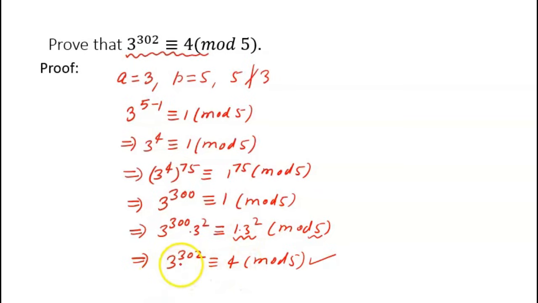It tells me that if you divide 3 to the power 302 by 5, the remainder will be 4, and that is what we wanted to prove.